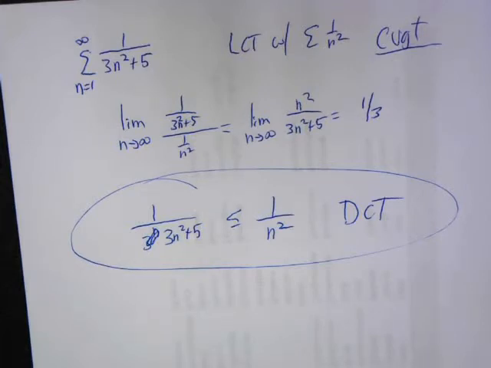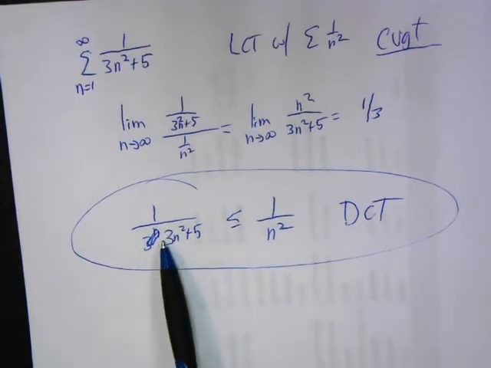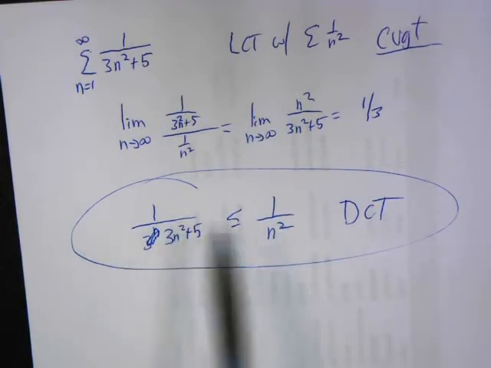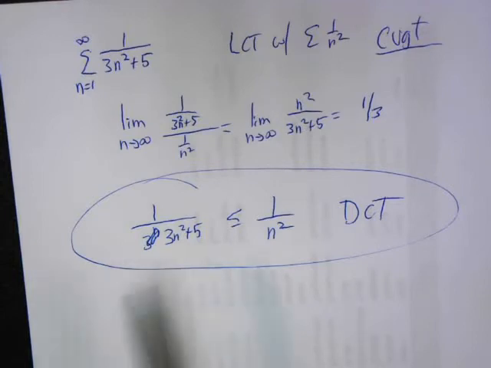So, for me personally, I pretty rarely use the direct comparison test. I almost always use the limit comparison test because I have a higher chance of it working for me. But if you recognize immediately that the direct comparison test is going to work, the direct comparison test is easier to use. So if you can use it, if it works, it is easier.